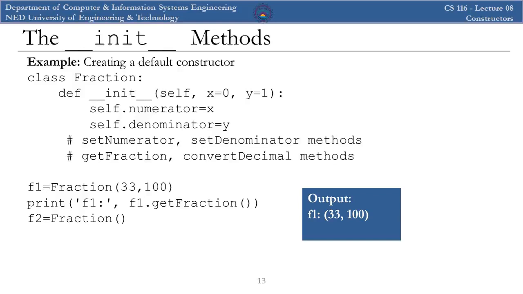Default values of 0 and 1 will be assigned to numerator and denominator respectively. So here if I print this, I expect a tuple of 0 and 1. So here it is. So see, this default constructor can save you from defining many copies of constructors as we do in other languages.